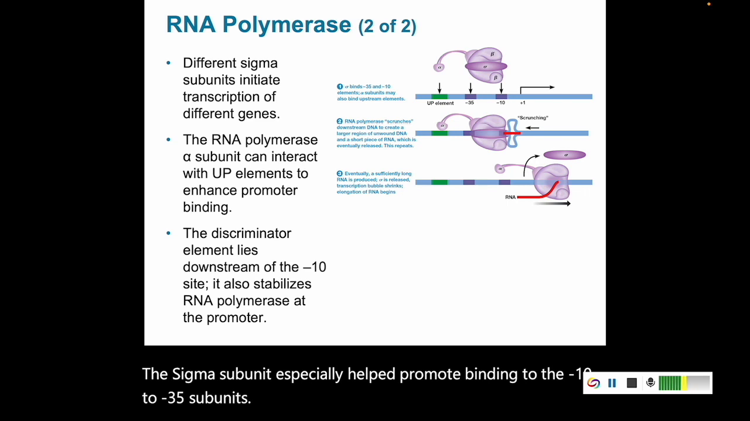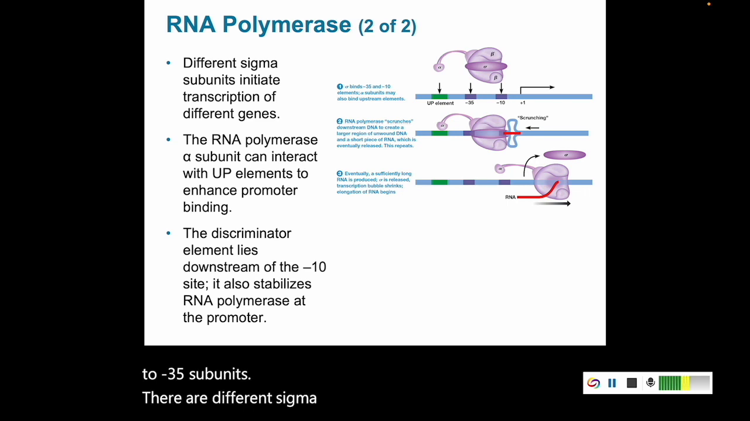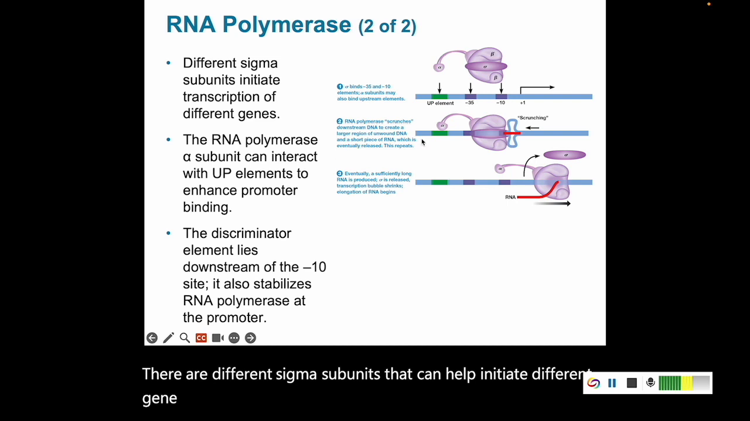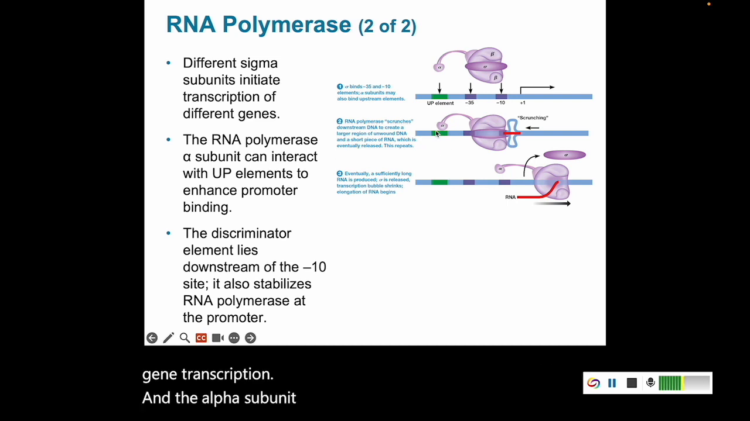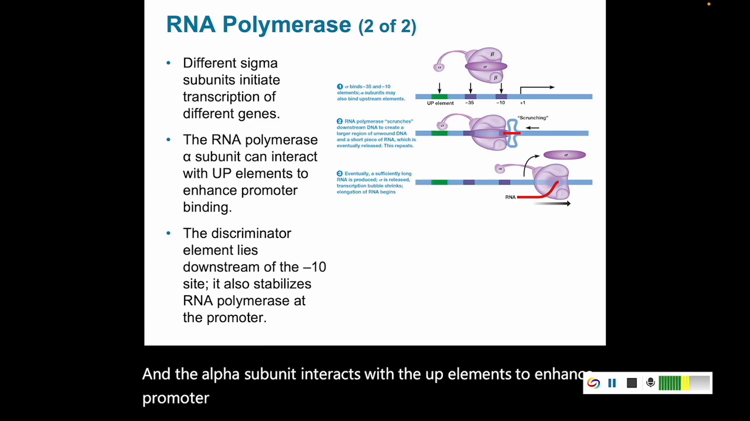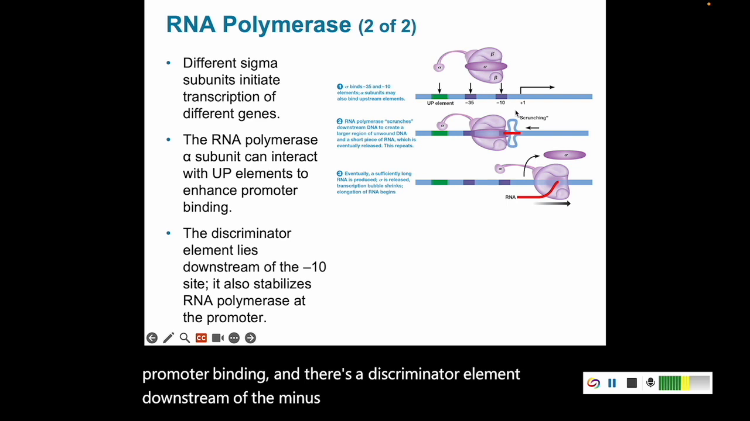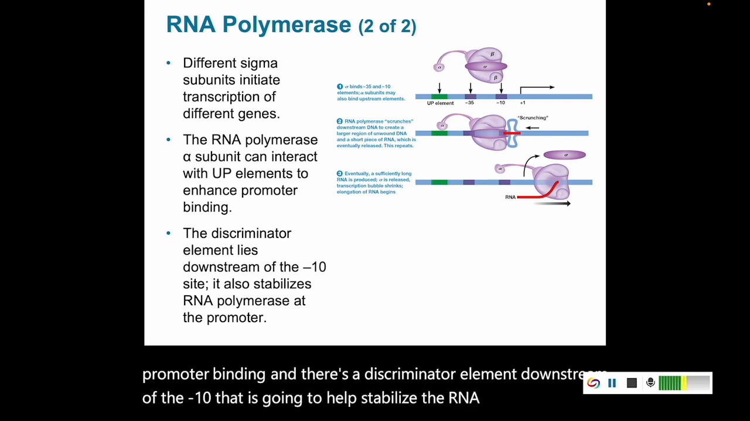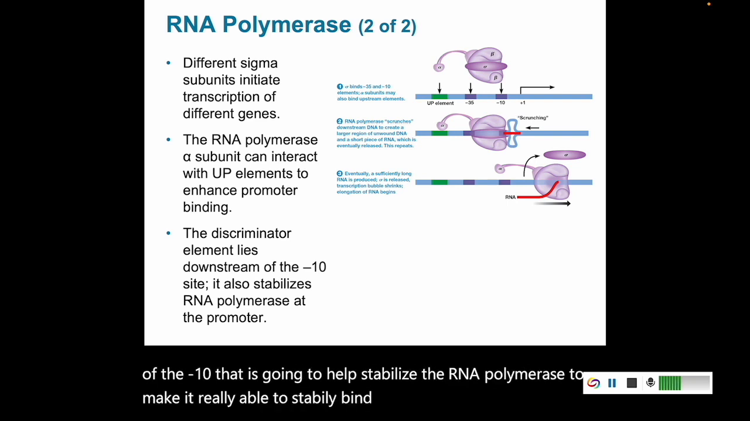There are different sigma subunits that can help initiate different gene transcription. And the alpha subunit interacts with the UP elements to enhance promoter binding. And there's a discriminator element downstream of the -10 that is going to help stabilize the RNA polymerase to make it really able to stably bind to that promoter sequence.